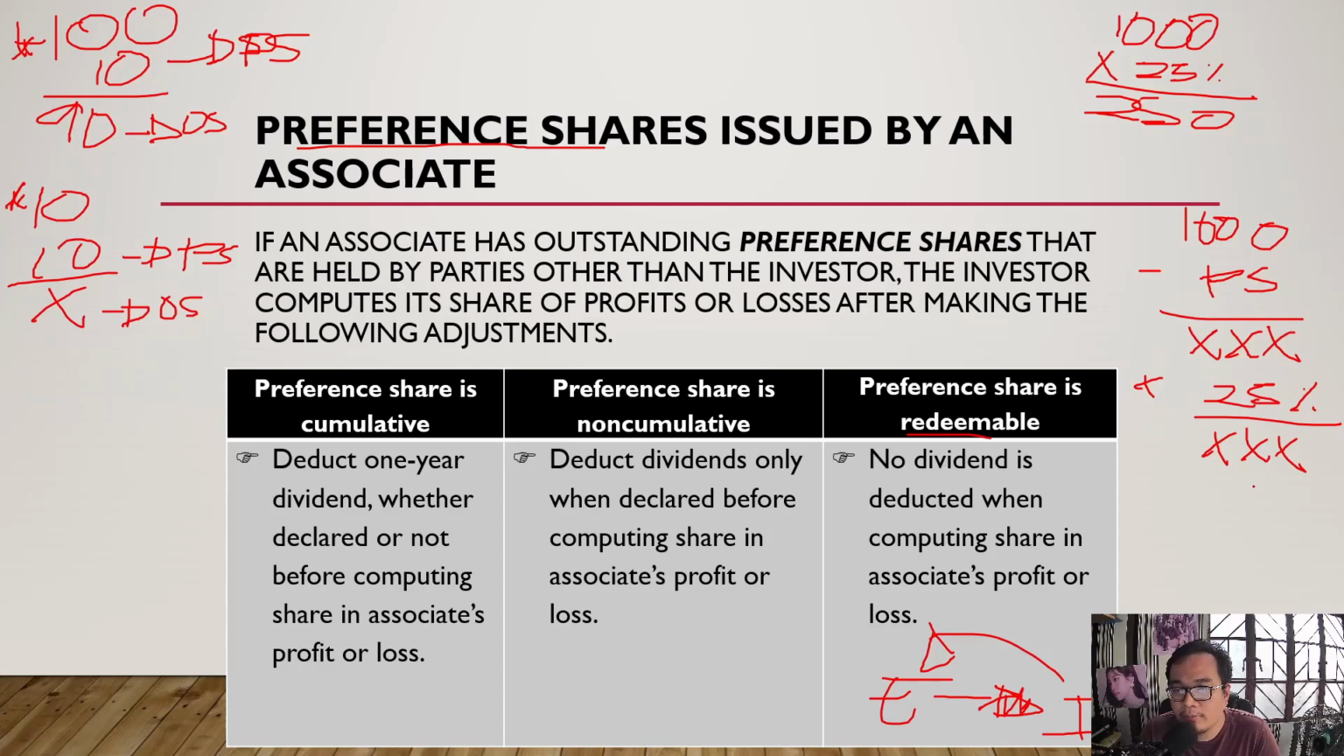So, paano malalaman itong preference share? Nakalagay dito. Kapag cumulative, deduct 1 year. Ito, deduct only when dividends are declared. Pag redeemable, huwag mong pansinin. May example naman yung tema maya. So, ganyan yung nature. Pero take note of that nature pag may preference share.